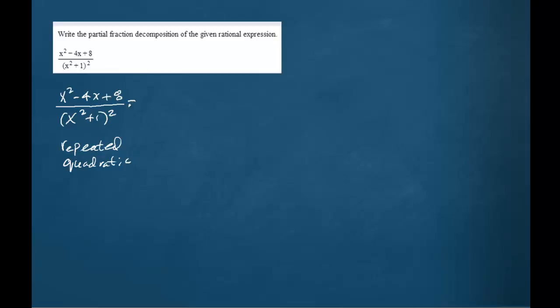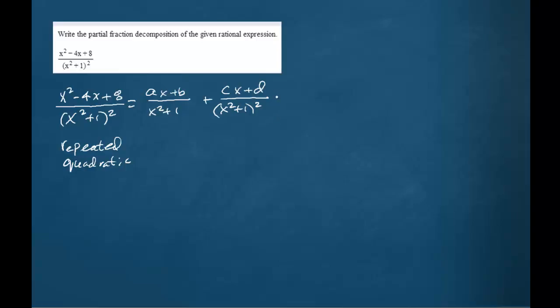So our numerators will be ax plus b over x squared plus 1, and cx plus d over (x squared plus 1) squared. Since we have quadratic denominators, we must have linear numerators, and since it's repeated, we have to have a term for each successive exponent of this repeated quadratic.